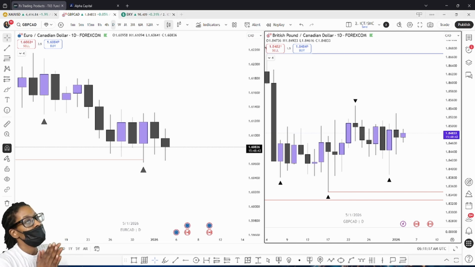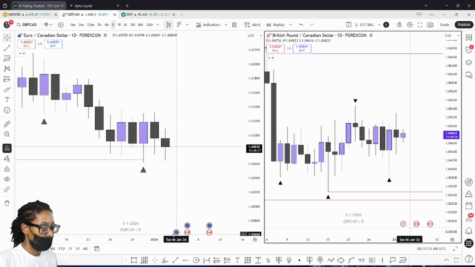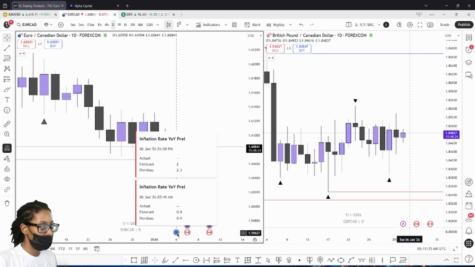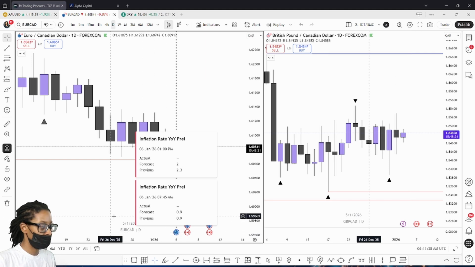trade. All right. So on the left we have EuroCAD, and then we have GBP CAD. They kind of didn't do what I wanted them to do, right? But I feel like still there is a move that can be made. And I'm going to explain to you how I can see that. There's the fifth. There's no news until tomorrow.